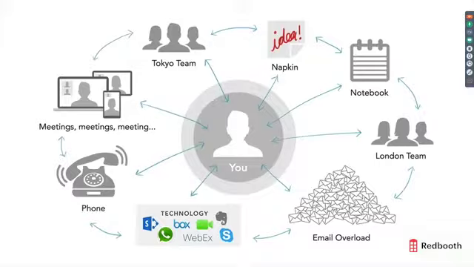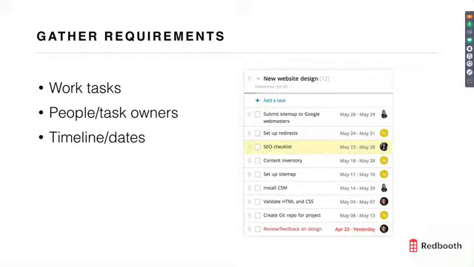Let's say you're beginning a new project, which is to design a web page. To get started, you want to capture all the requirements, all of the work tasks, who owns those tasks, and the projected time that the tasks will take. And once you have that, you can start building your Gantt chart.